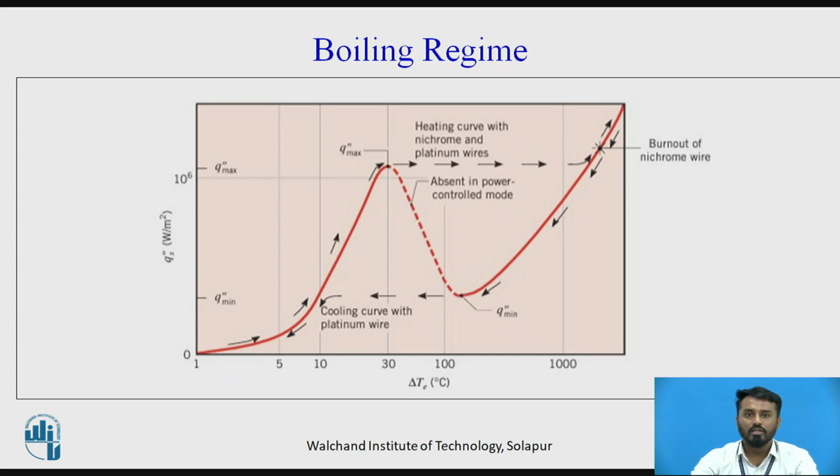This is the boiling regime for water. If any fluid other than water is taken, the shape of this boiling curve remains the same. The magnitude will vary depending on the fluid properties and the surface conditions.